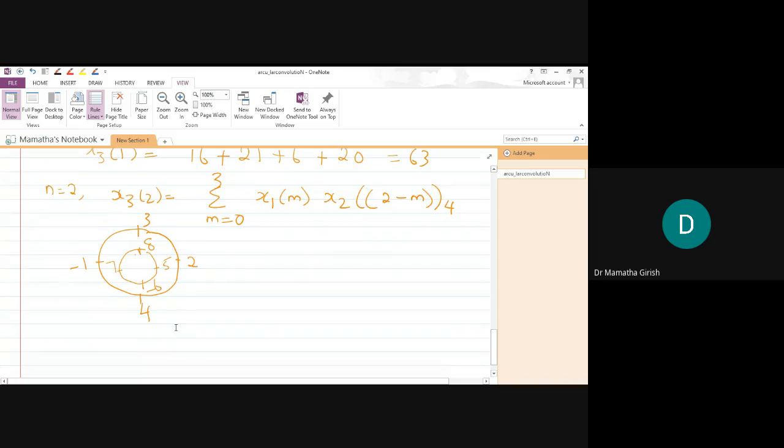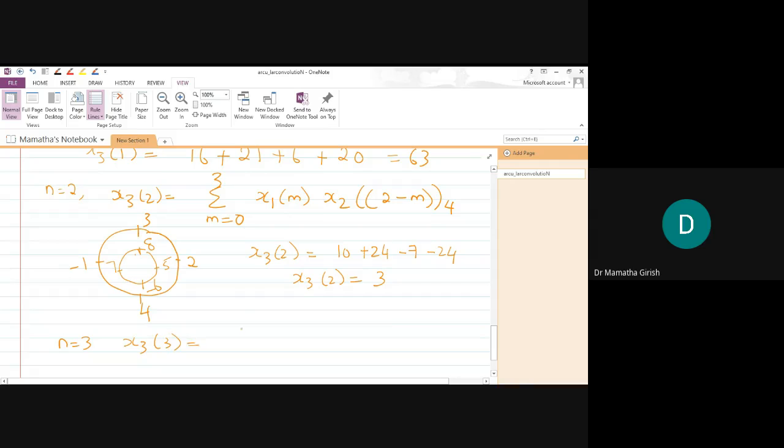That's it. So therefore, x3 of 2 now will be equal to 5 2s are 10, 8 3s are 24, 7 into -1 is -7, -6 into 4 is -24. Therefore, the value of x3 of 2 is, I think, 3. Value is 3.